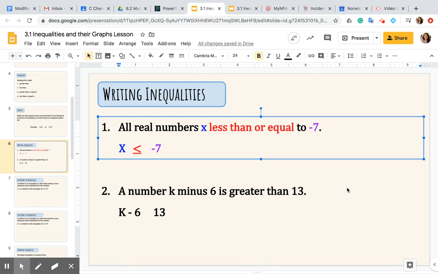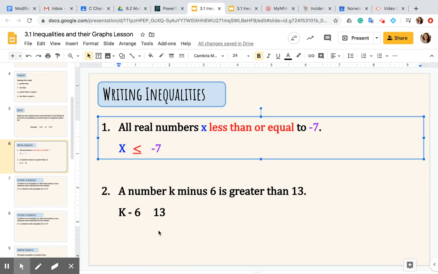So my inequality symbol has got to go here, right in front of the 13, just like in the word problem. See how greater than is in front of the number? Greater than is going to be in front of the number here. So the question is, which piece is bigger? Is the subtraction part of my problem the bigger value, or is the 13 bigger? Well, it's telling me that k minus 6 is greater. K minus 6 is the bigger value.